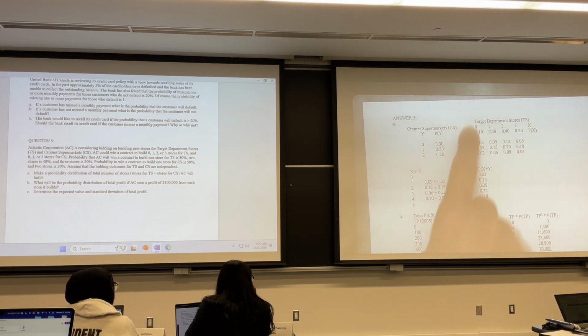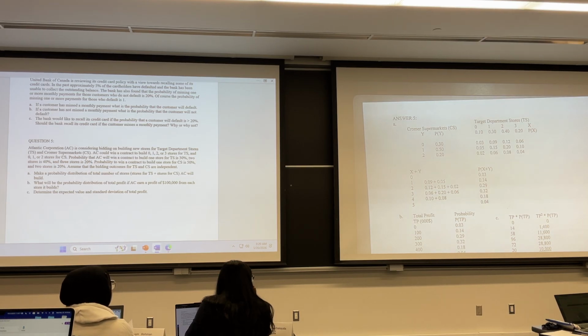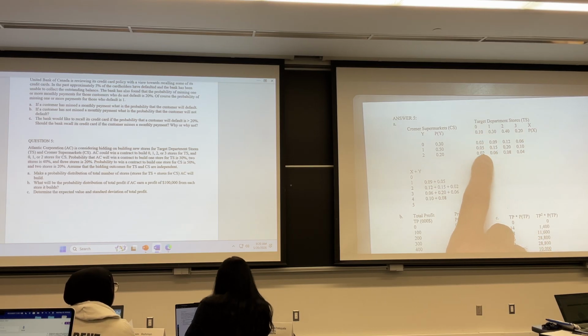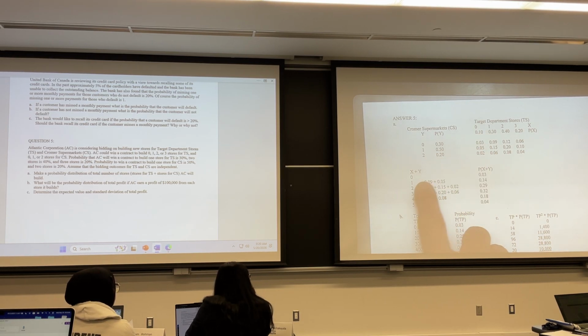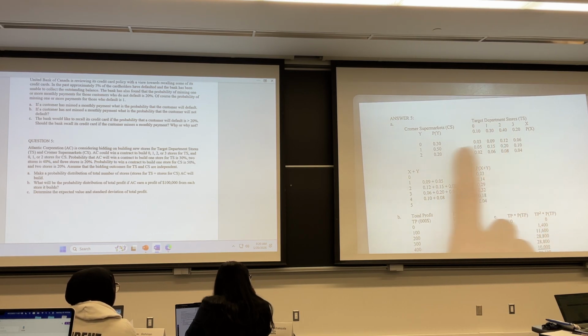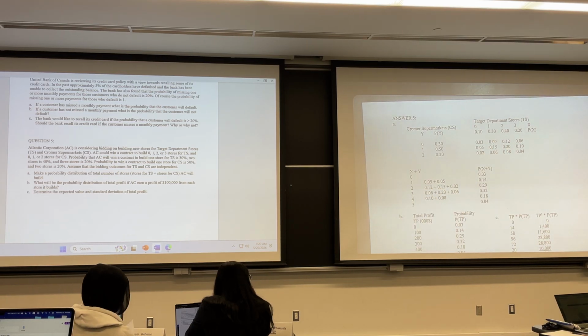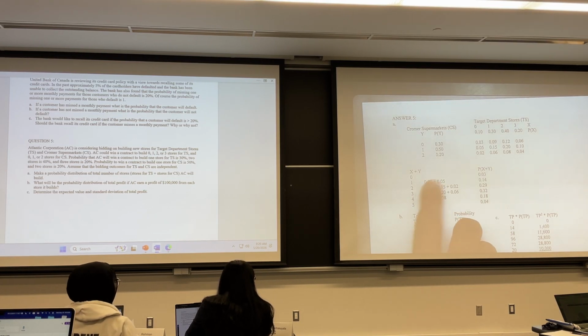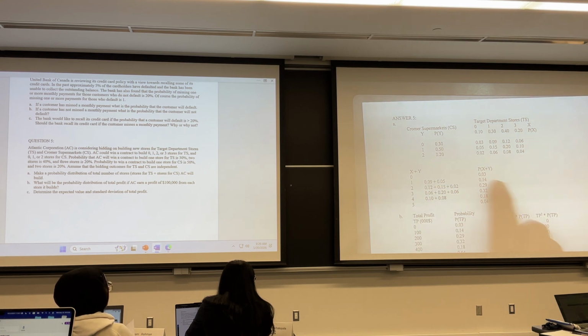So 0 and 0 is 0.03. So that's over here. The next one is 1. So 1 store for CS and 0 stores for TS is 0.05. Now 1 store for TS and 0 stores for CS is 0.09. So there are 2 ways that you can have 1 store in total, and the probability for that is 0.09 plus 0.05. Add these 2 and the answer is 0.14. You guys are okay with that?